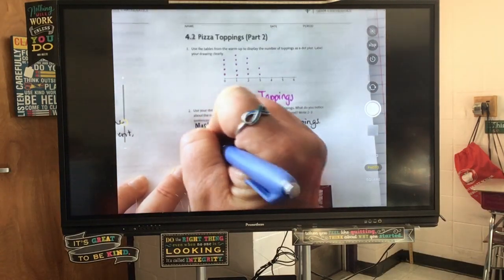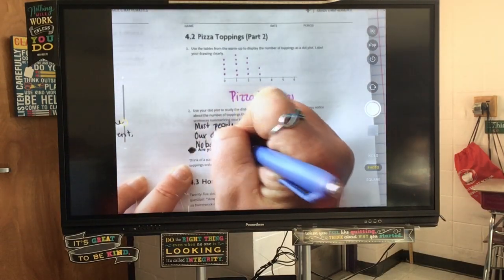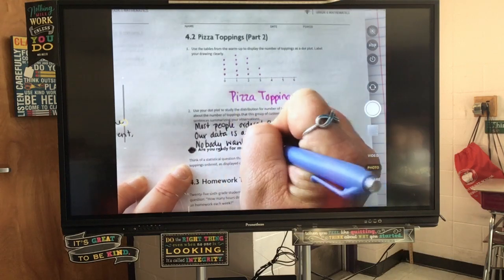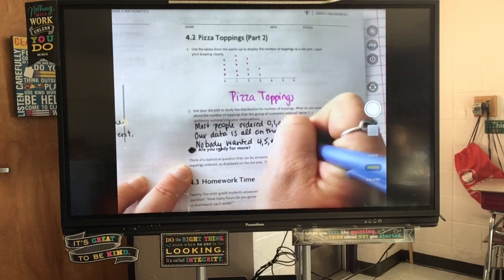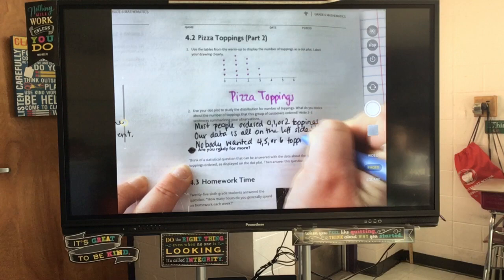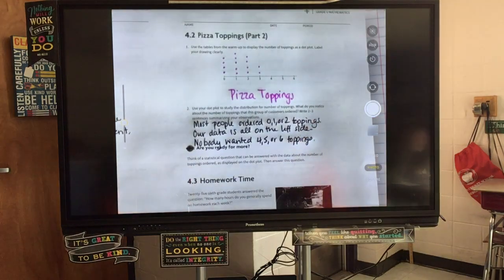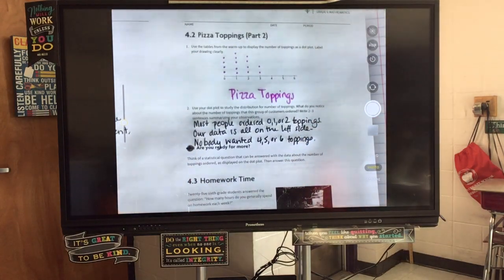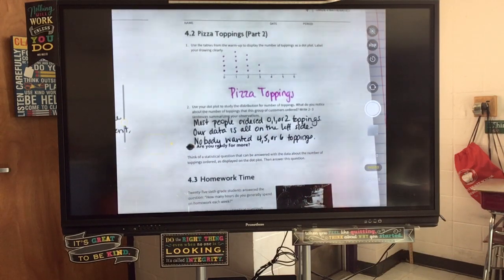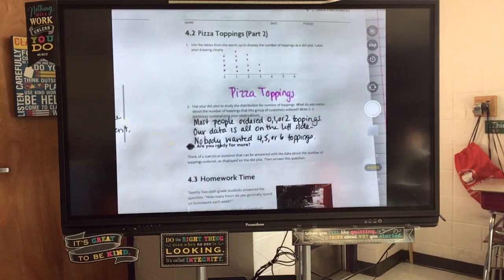So nobody wanted 4, 5, or 6 toppings. Because yes, we're obviously looking at the data, we're looking at the dots, but also don't forget about what the numbers are that aren't being used. Alright, questions about the first 2 things we've done?